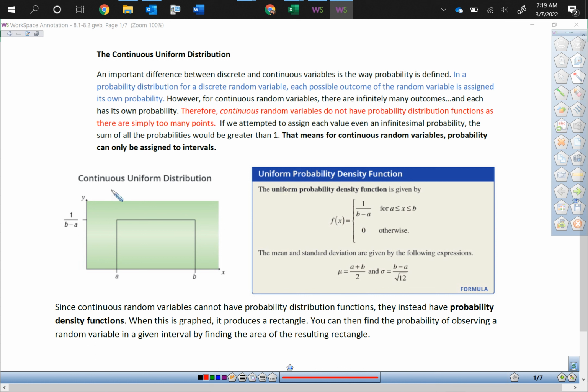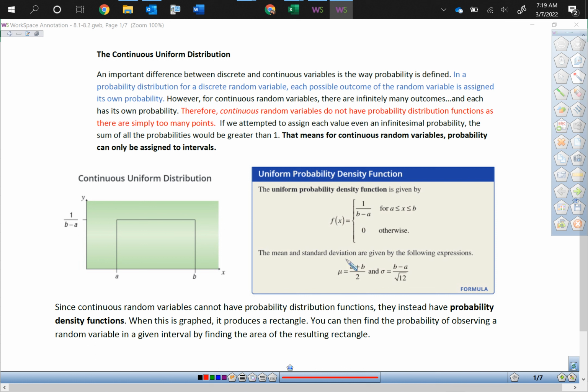So a good example of what this looks like is right here, the continuous uniform distribution. We're going to give it an interval, and this interval is going to be from A to B. Okay, so we can't do each individual value. It has to be from A to B. Now the height is already determined. It's going to be 1 over the difference of A and B, so B minus A, 1 over that. So the uniform probability density function is given by this formula right here. 1 over B minus A for any value in between A and B, and if it's not, then it's just 0.